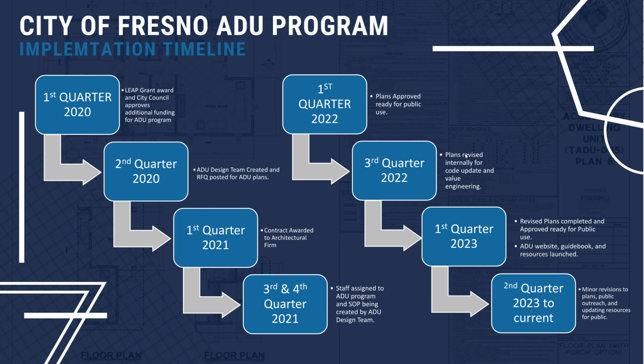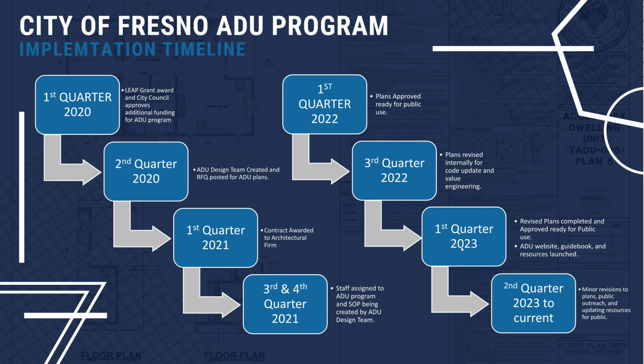Third quarter, we started updating for the new code, and then we started doing value engineering to the pre-approved plans that we received. So we had copyrights to them, and we basically did a redesign with the plans that we obtained, because we felt that there were more economical ways of constructing them.